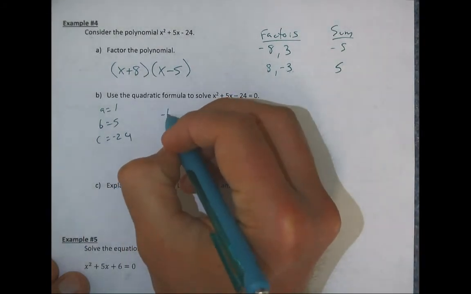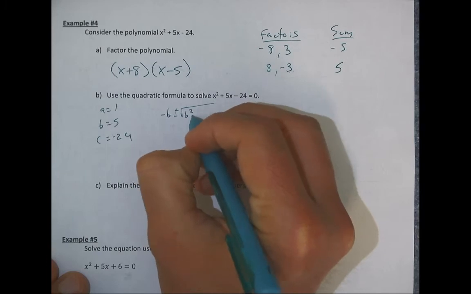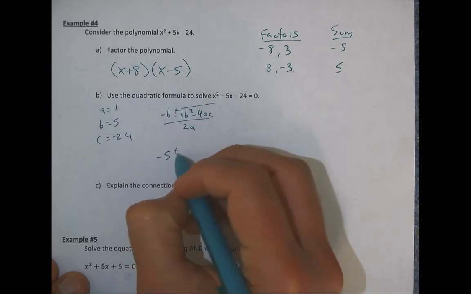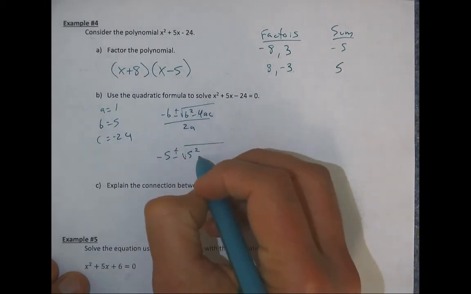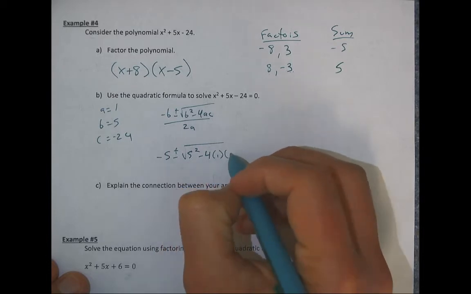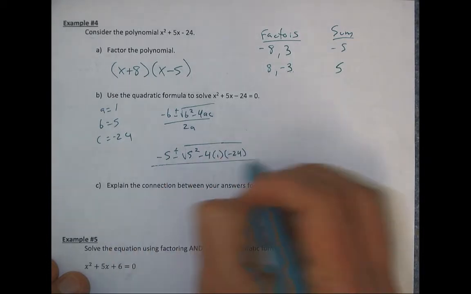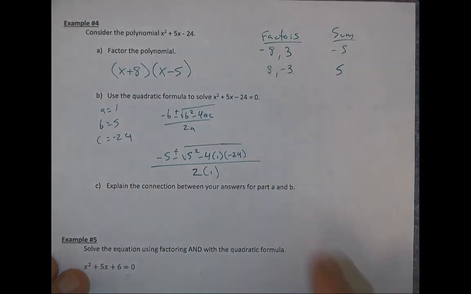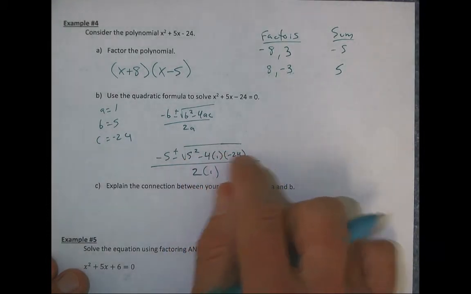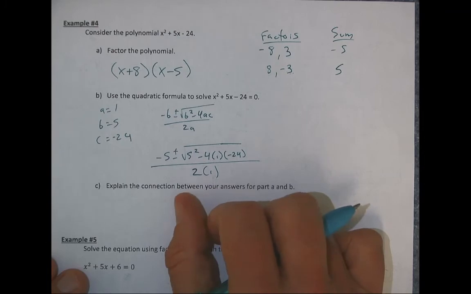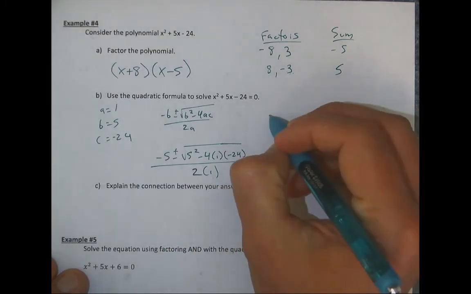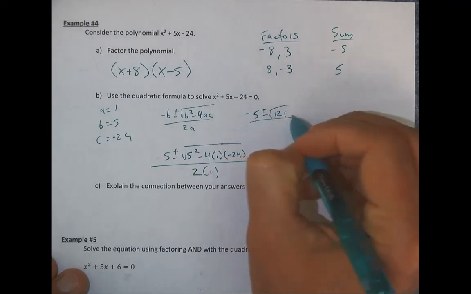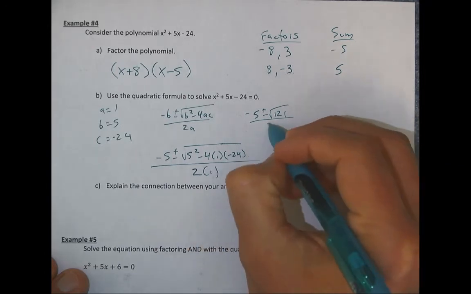So again, quadratic formula: -b plus or minus the square root of b squared minus 4ac, over 2a. So -b is -5, plus or minus the square root of 5 squared minus 4 times 1 times -24, all of that over 2 times 1. All right, if I run everything in here in the calculator, 5 squared minus 4 times 1 times -24, go ahead and run that through. You're going to get 121. So I still have -5 plus or minus the square root of 121, over 2 times 1, which is 2.